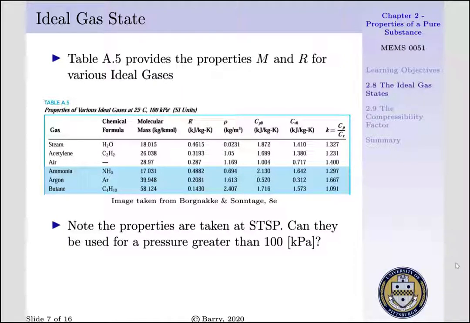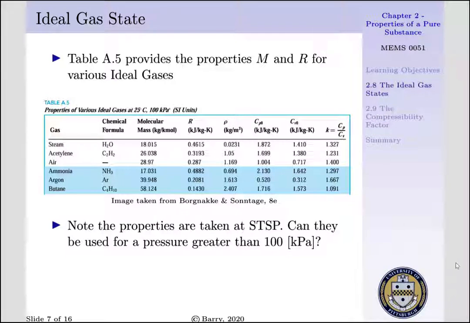Table A5 provides the properties, namely our molecular mass and our gas constant for various ideal gases. We see at table A5 we have a heading, Properties of Various Ideal Gases at 25 degrees centigrade and 100 kPa. And we have gases, our chemical formula, our molecular mass expressed in kilograms per kilomole, our gas constant expressed in kilojoule per kgK, our density, our constant pressure specific heat, our constant volume specific heat, and the ratio of our constant pressure to constant volume specific heat. Now note these properties are taken at standard temperature and standard pressure.